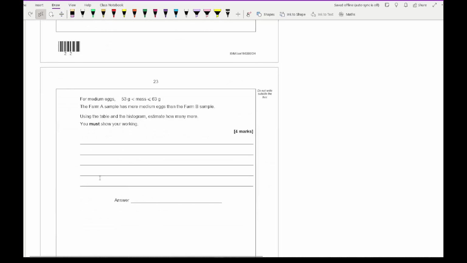So let's just start by writing that out. So farm A has 27 medium eggs. Actually, it's not 28, it is 27.